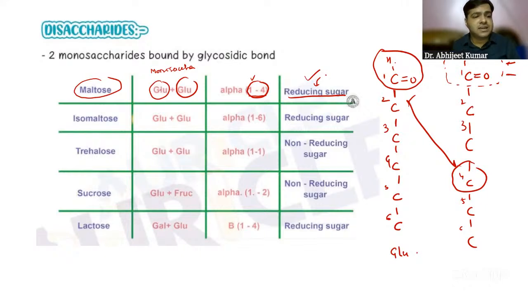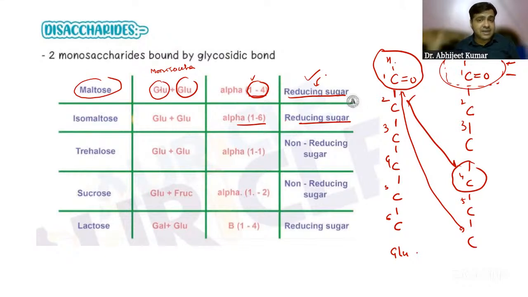They can donate electrons to other molecules and can participate in redox reactions, right? So ultimately, isomaltose, if it is bonded with the sixth carbon atom, is again a reducing sugar, because obviously in the second glucose, the functional group which is present at the first carbon is free.